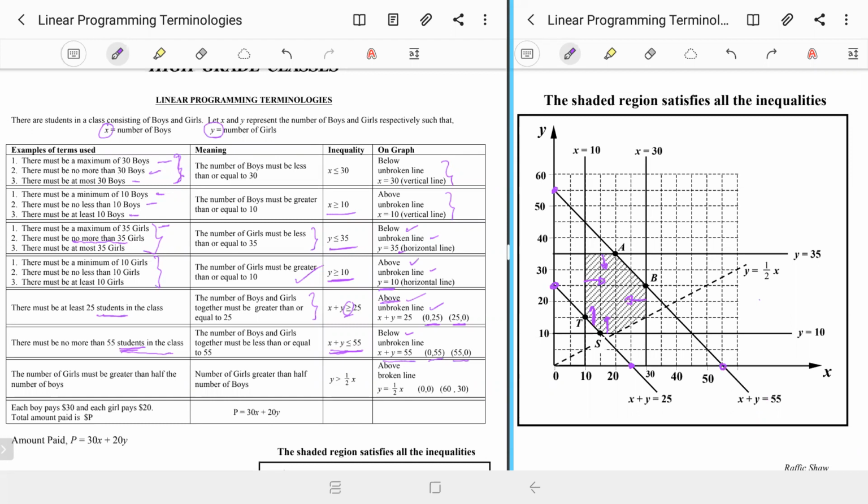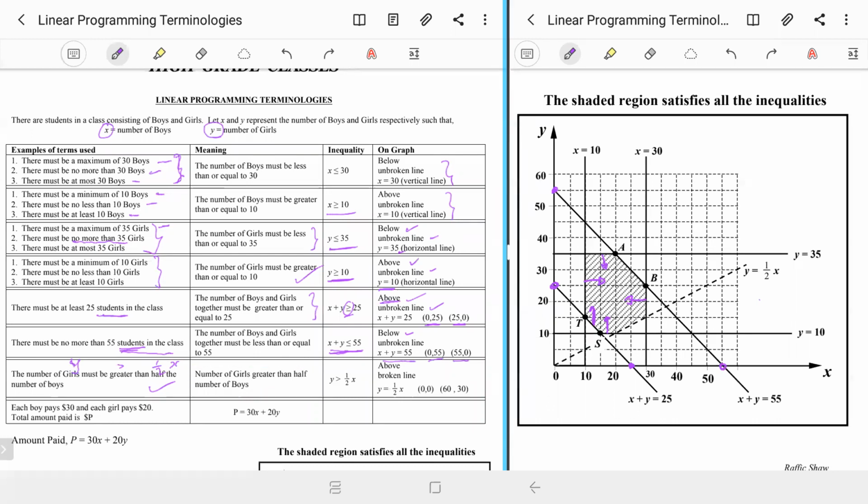All right. Let's look at this one now. Sometimes they might put in a statement that describes an inequality straight for you. Look at this next one down here. It says the number of girls, which is y, must be greater than half the number of boys. That's half x. The number of boys is x. So the number of girls is greater than half the number of boys.